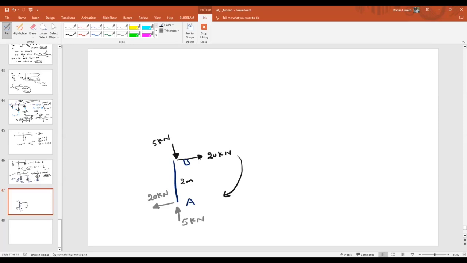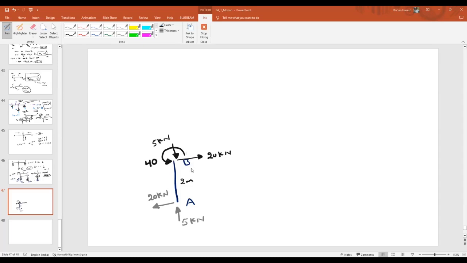How will you make sure of that? By applying a moment in the opposite direction. How much do we have to consider? 40. Is there any doubt in these three forces? Please let me know. No doubt, anybody? All of you will agree, right? Clear.